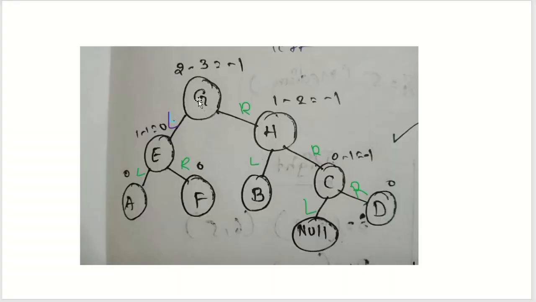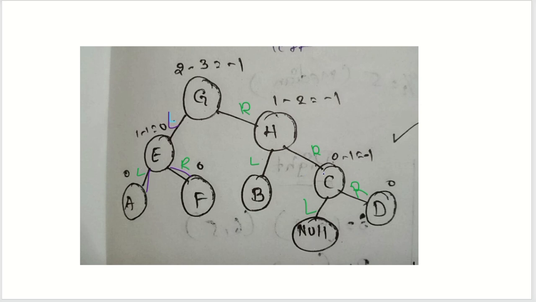So here I have mentioned G is the root and E is the left child. At the same time, H is the right child, and E has a left child E and F is the right child of E. And for H, B is the left child and C is the right child. And here D is the right child and here simply null is the left child.